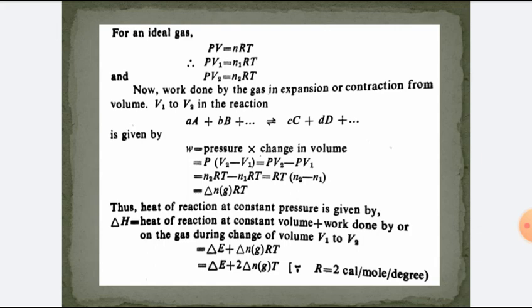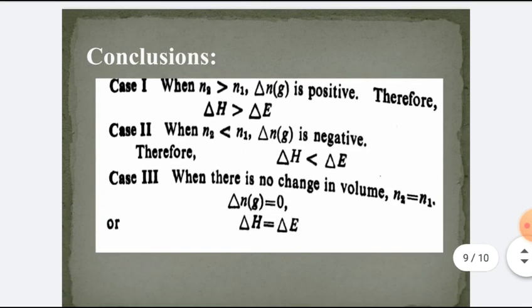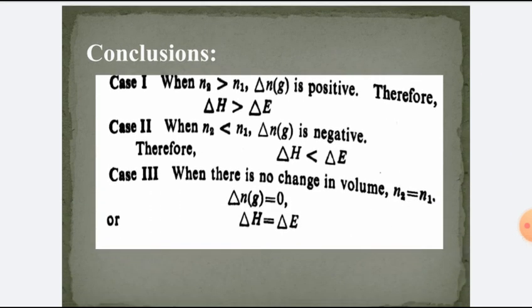What are the conclusions? Case 1, when n2 is greater than n1, then delta n is positive. Therefore, delta H will be greater than delta E. In case 2, when n2 is smaller than n1, delta n is negative. Therefore, delta H is smaller than delta E. And in case 3, where there is no change in volume, n2 will be equal to n1, and therefore delta n will be equal to 0 and delta H will be equal to delta E.